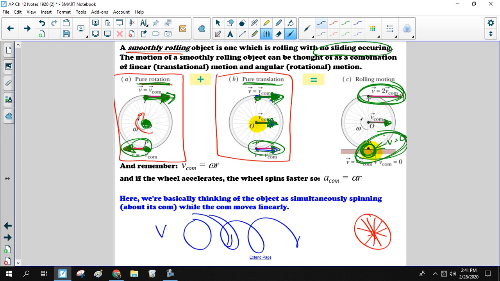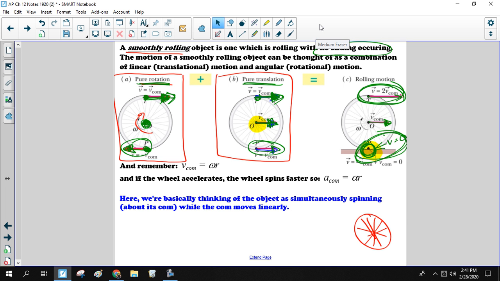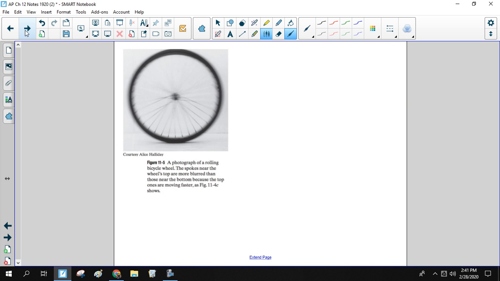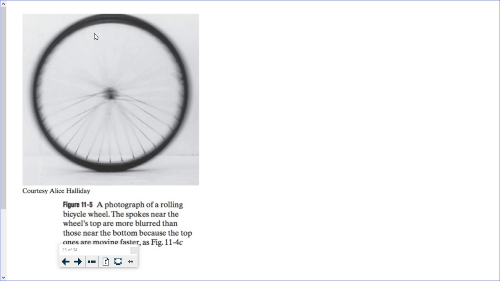The whole idea is when you think of an object rolling, you can think of it as simultaneously spinning and moving linearly forward. That's what this drawing is trying to illustrate for you. Now, this picture, I don't know if you can see this. I'm hoping that on the notes these turn out better, like on the printout of the notes. Let me enlarge this so you can see it a little bit better.